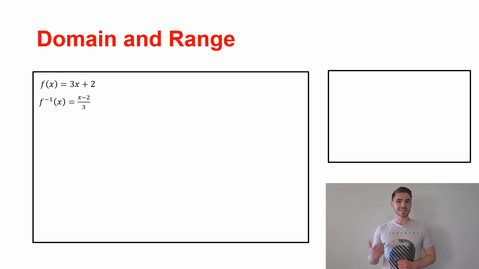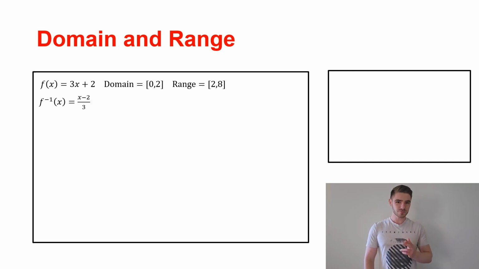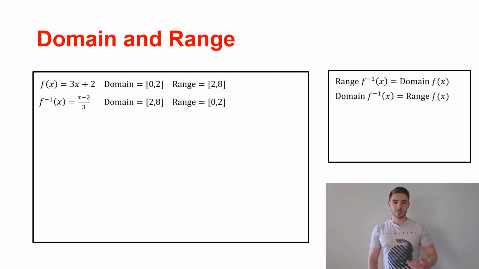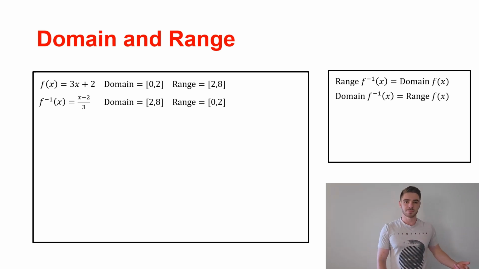Now, let's add a layer of complexity. Suppose that your function has a restricted domain, as they often do. This means that the inverse to that function must also have a restricted domain. The rules for this are quite straightforward. All you do is swap the domain and range. So, the range of the inverse function is the same as the domain of the original function, and the domain of the inverse function is the same as the range of the original function.